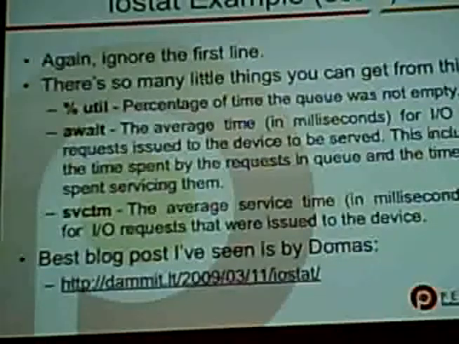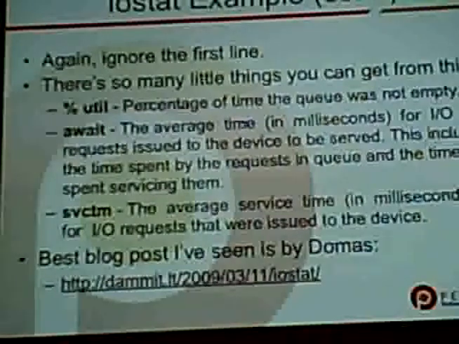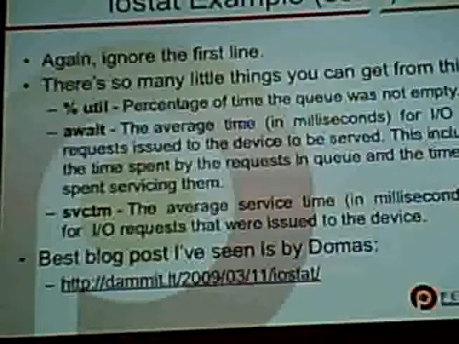So that's my summary for iostat, sort of as I explained it. There's a few other things that are really interesting in there, and I think Domus's blog post is the best one to learn how to read iostat.